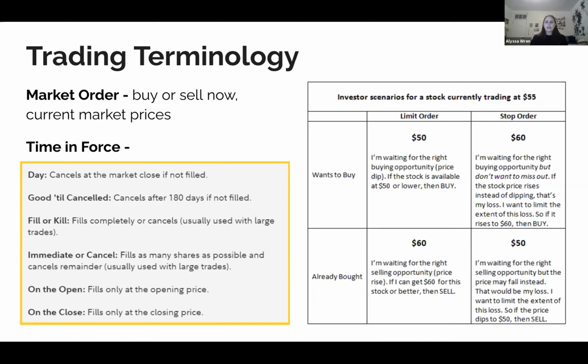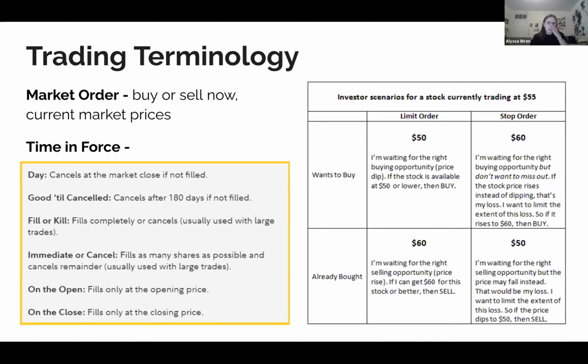And then on the other hand, let's say you own the $55 stock, you're hoping obviously that it's going to rise and you can make more of a profit. But let's say that it starts to fall instead and you have a stop order in place at $50, it prevents you from losing any more money. Your broker will execute that trade at $50. Just in case the stock continues to plummet, you have this in place sort of like to hedge your bets just in case.